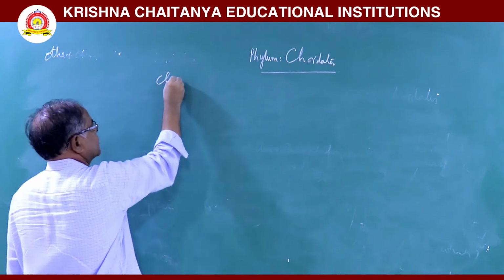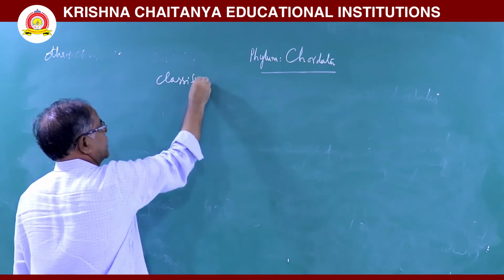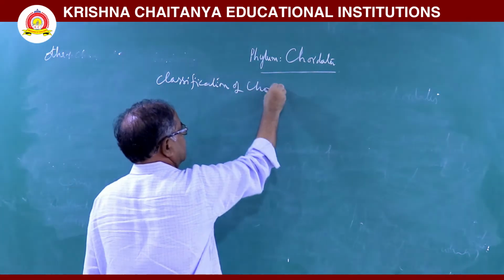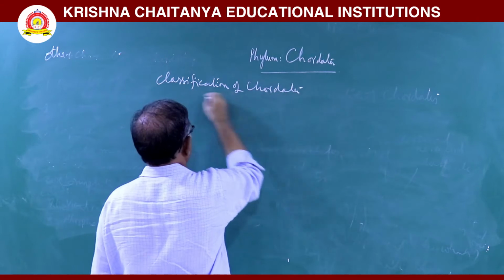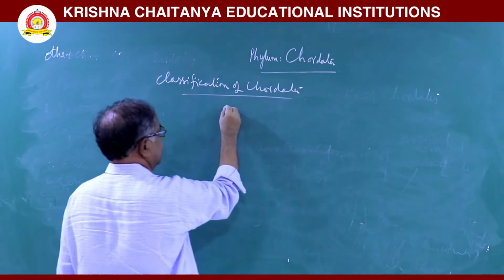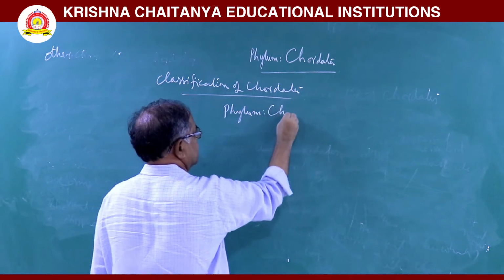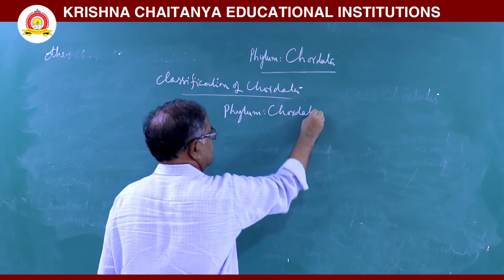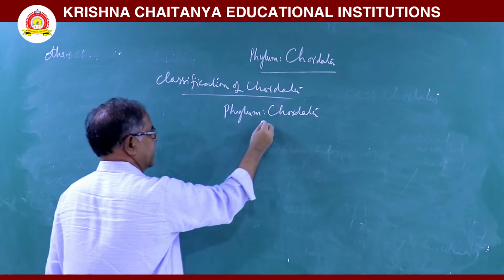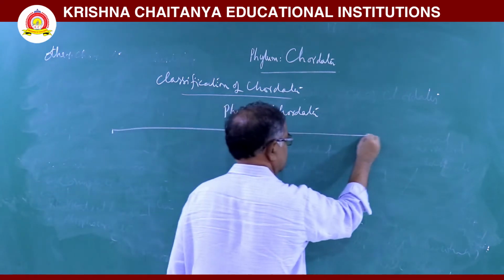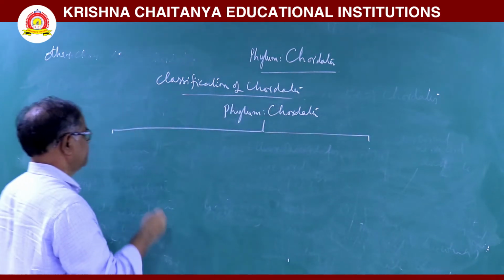Classification of Chordata. Phylum Chordata is classified into 3 subphyla.